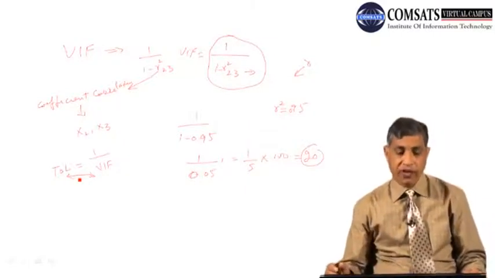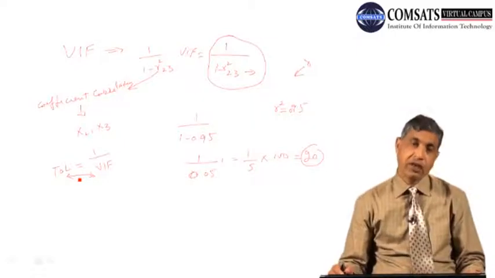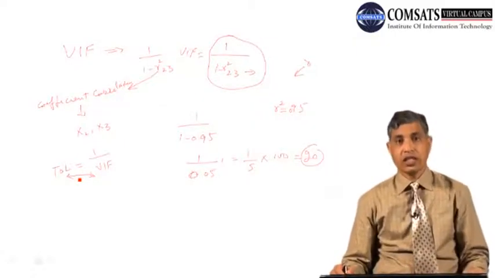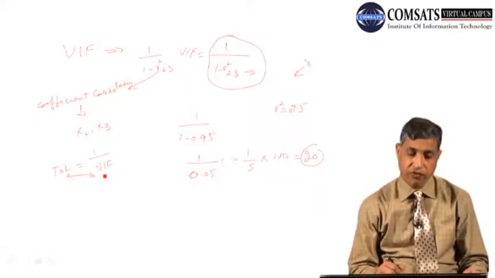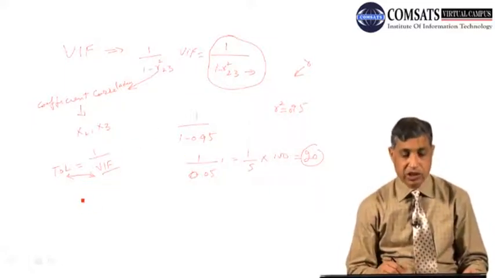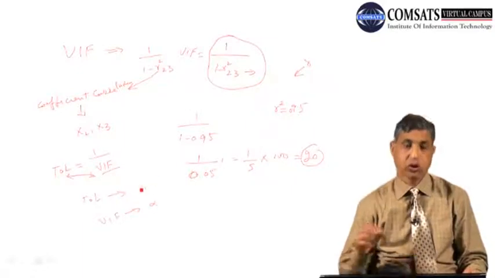Now you can see that there is a negative relationship between these. As the value of the variance inflating factor increases, the tolerance level decreases. So what this means, again the same thing, that when there is a higher value of VIF, there is a small value of tolerance. As VIF goes to infinity, tolerance goes to 0.